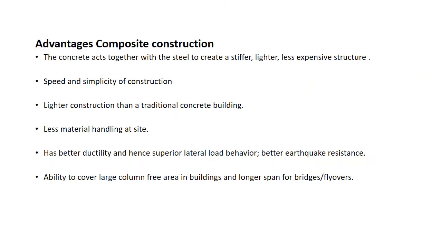Let us see the major advantages because of which composite structures are preferred. Composite construction is used for commercial and other multi-story buildings. Let us see the advantages one by one. The concrete acts together with the steel to create a stiffer, lighter and less expensive structure. Speed and simplicity of construction is another parameter. Composite construction is faster to erect, nearly 25% faster than traditional construction methods.